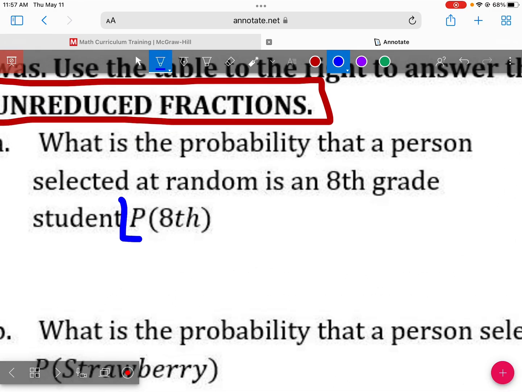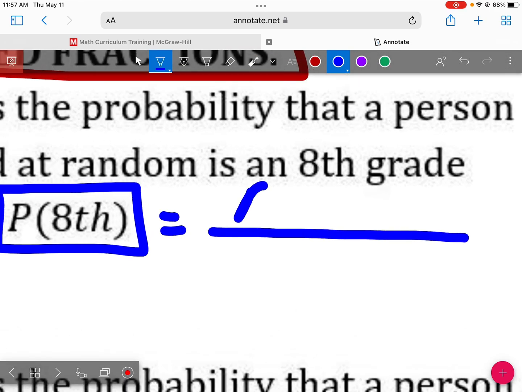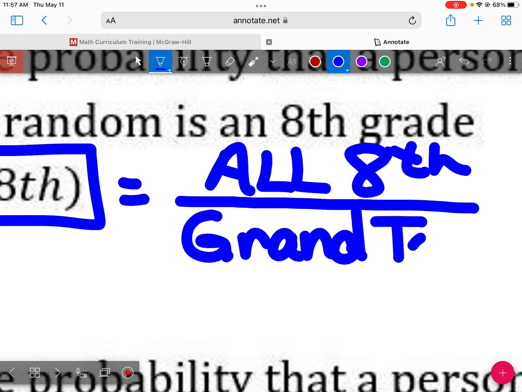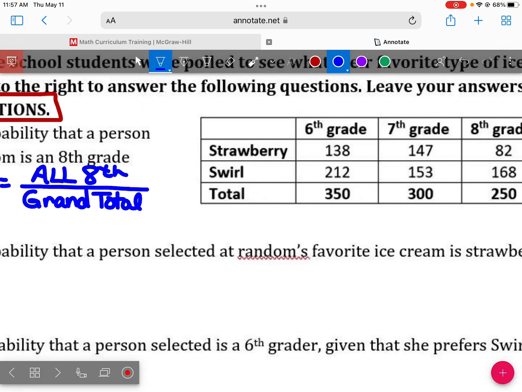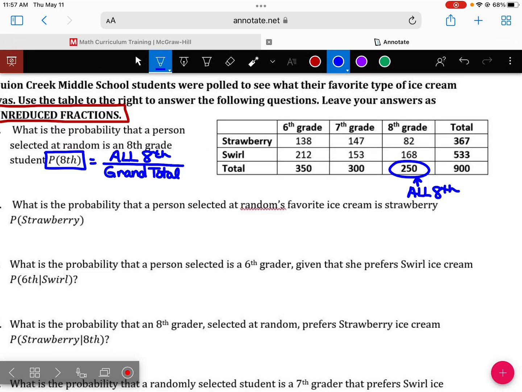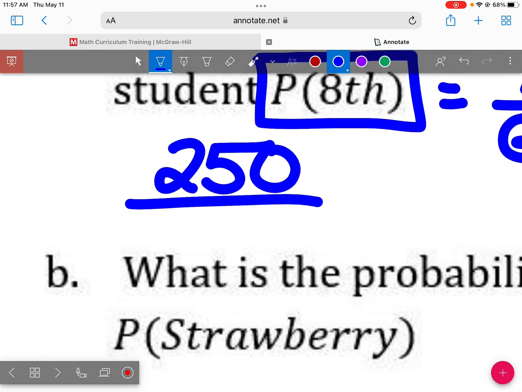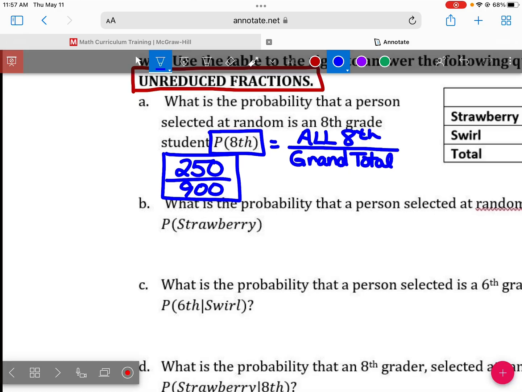First one, I want to know the probability that someone is an 8th grader. So my fraction needs to have all the 8th graders in the numerator and the grand total in the denominator. How many 8th graders were surveyed? 250. Here's all 8th graders. So that's my numerator. What's my denominator? 900. So 250 over 900.